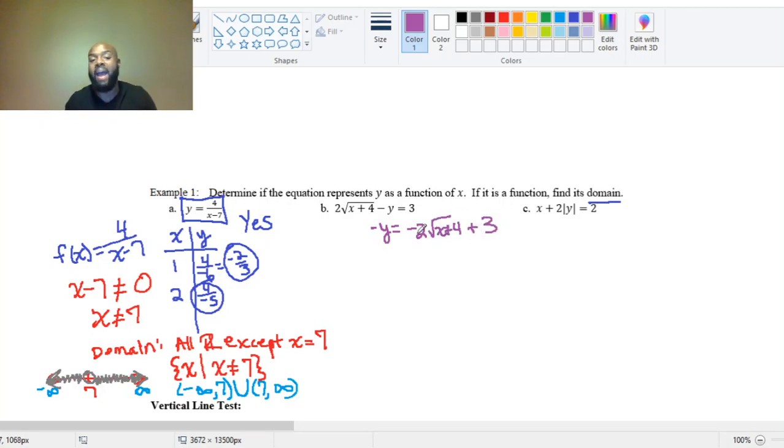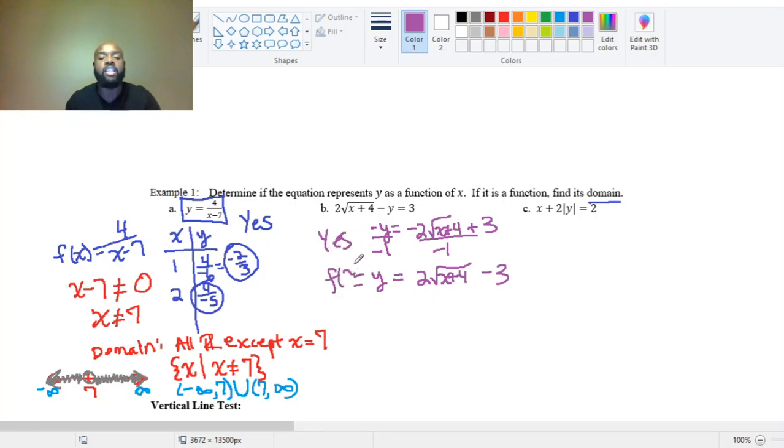Or you can say 3 minus 2 square root of x plus 4. I'm going to divide both sides by negative 1, and I get a positive 2 square root of x plus 4 minus 3, all right? And so since I was able to separate y on one side by itself and get an expression with just x on the other side, I know, yes, this is a function, right? So I can say that this is f of x equals this thing right here instead of saying y, right? And so what we have here is a function.